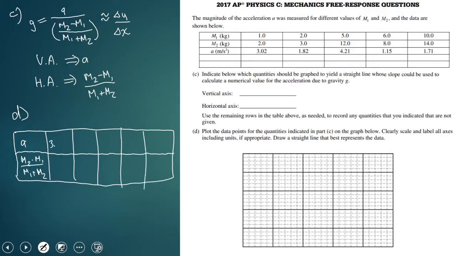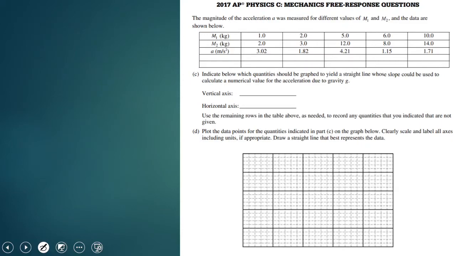So our accelerations respectively are 3.02, 1.82, 4.21, 1.15, and 1.71. And then this mass quantity that we have, for the first one, it is 1 over 3. These are just calculations that you can do in your head. They are not challenging calculations. Next one is 7 over 17. Next one is 2 over 14, so 1 over 7. And then the last one is 4 over 24, so 1/6.